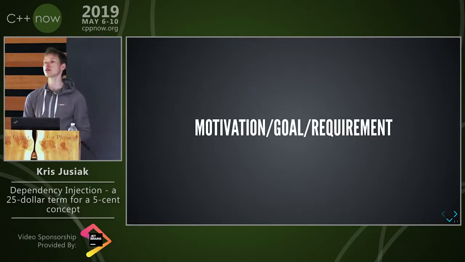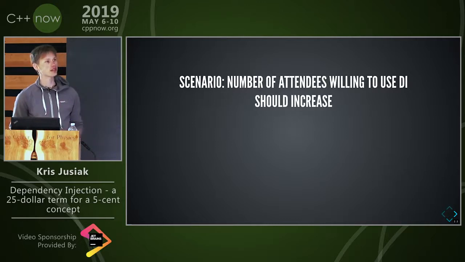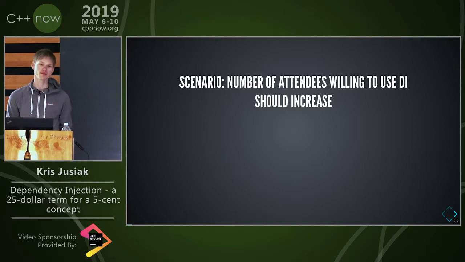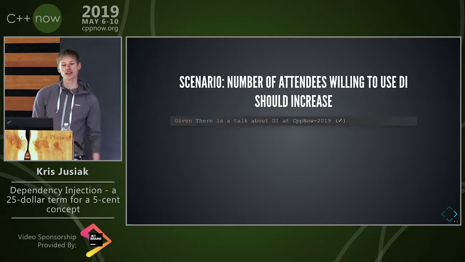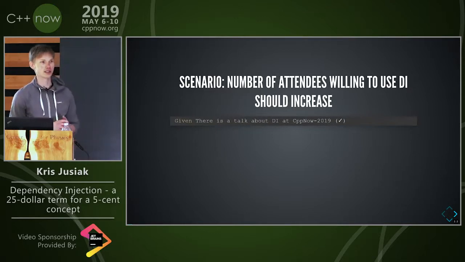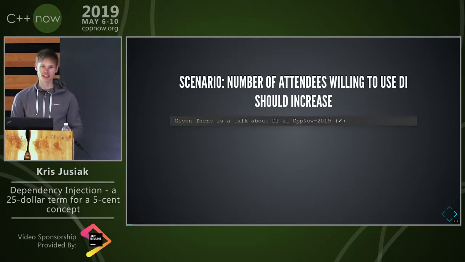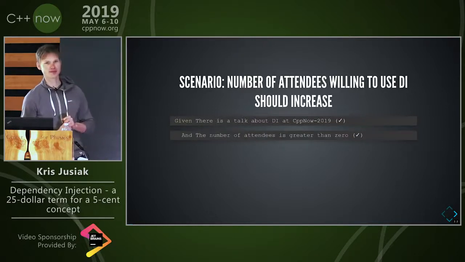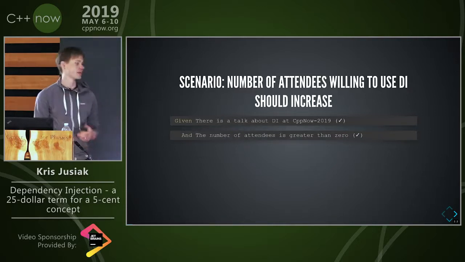It's basically to increase the number of attendees, developers in C++ who are willing to use and try DI, assuming that not everyone is using DI, which is the shortcut for dependency injection. So let's assume that there is a talk about DI at CppCon now. Well, it's actually happening as we speak. And there's a number of attendees greater than 0. Assuming the speaker is an attendee, I checked that already. But thank you for coming either way.